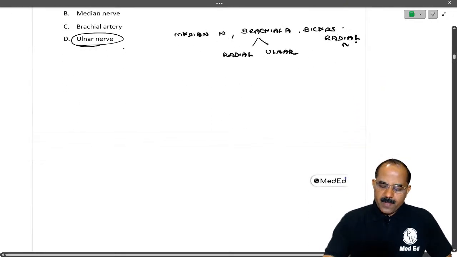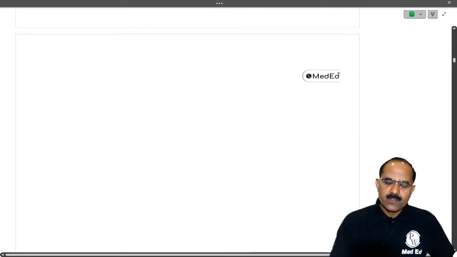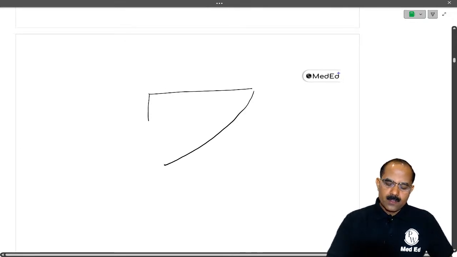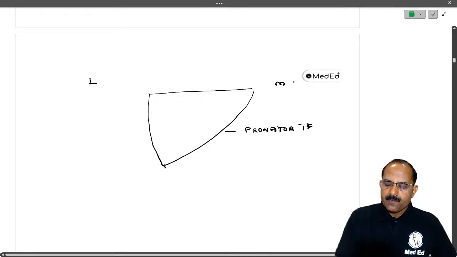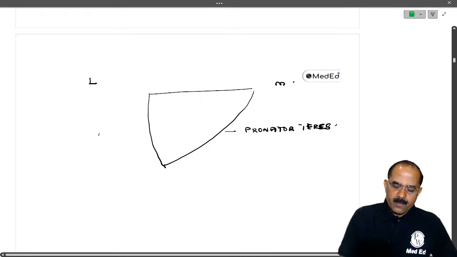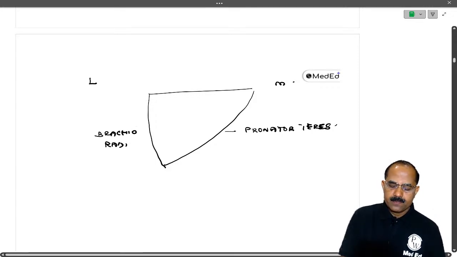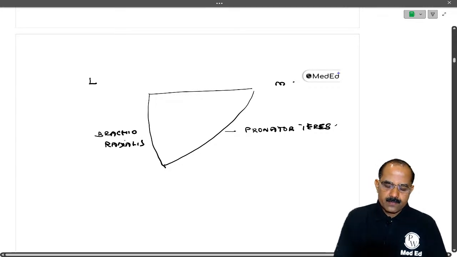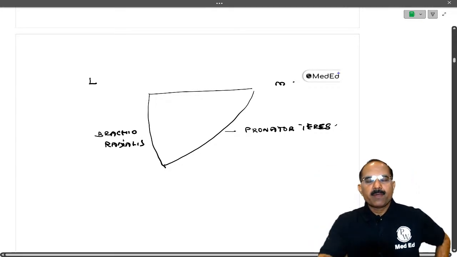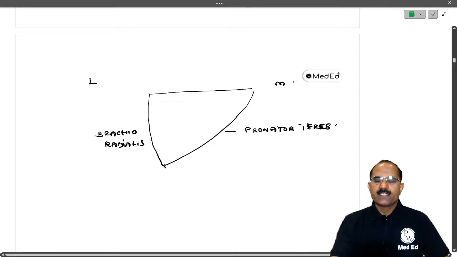Can anyone tell me the boundaries of cubital fossa? Look at this. This is lateral. This is medial. Who's going to form the medial boundary? Pronator teres. Lateral boundary is formed by brachioradialis. Medial boundary is formed by pronator teres.